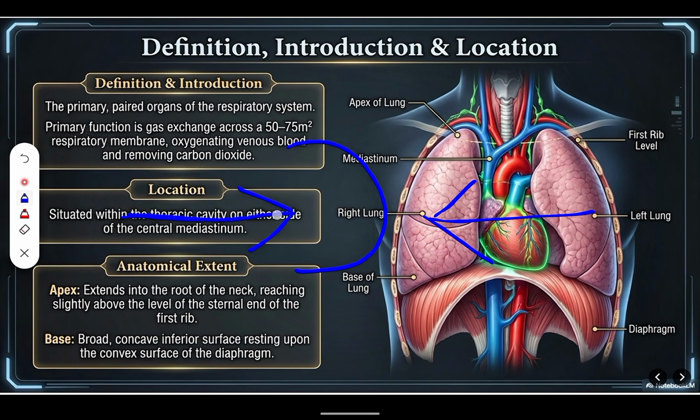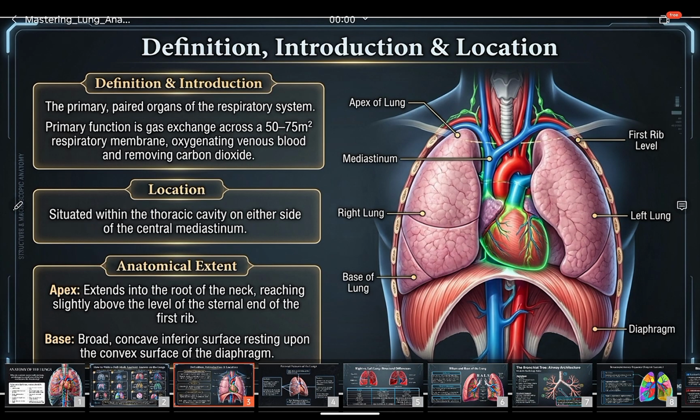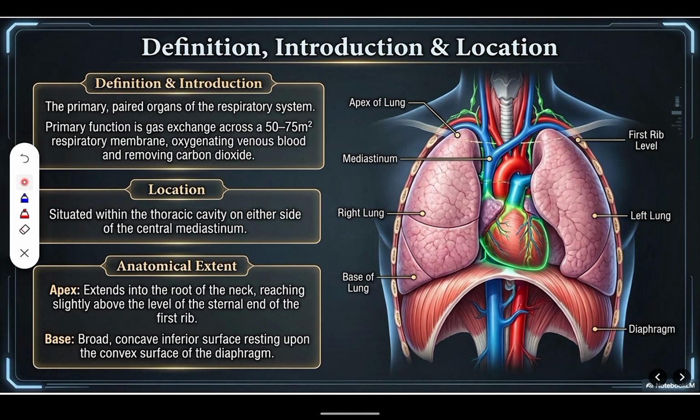Concave from this direction, convex from this direction. So don't confuse that. From now, you know the difference between concave and convex. Now, when we said the base of the lungs is concave, if you think concave, as I said earlier, is in this dimension, you see it?